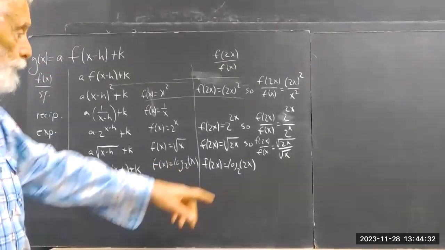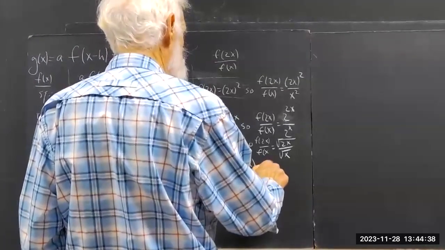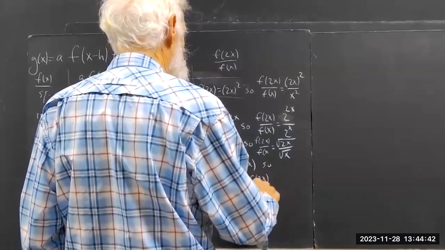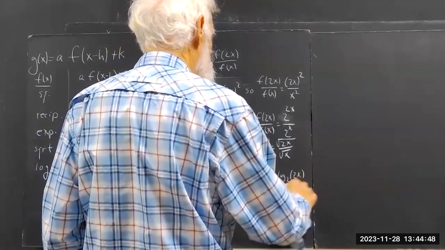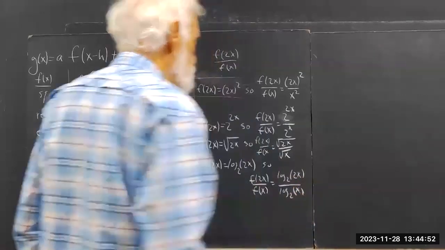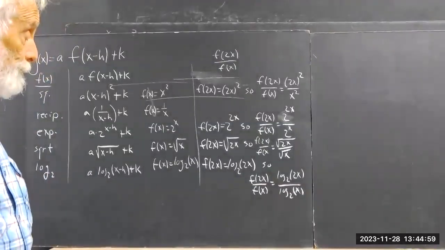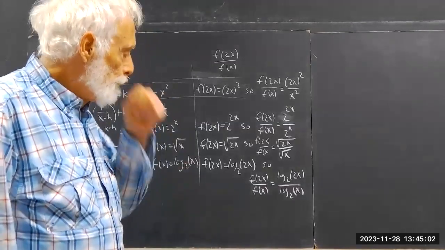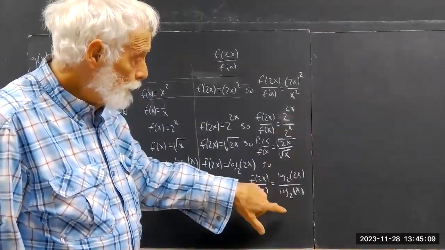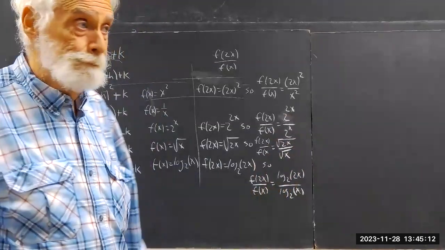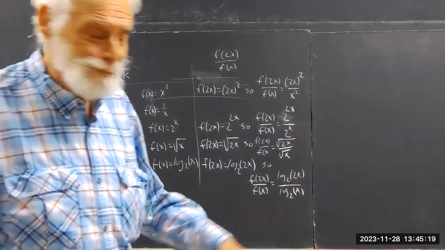If f of x is log base 2 of x, then you have log base 2 of 2x over log base 2 of x. Now there's some simplification you can do. This would be log base 2 of 2 plus log base 2 of x, right? We'd still be stuck with log base 2 of x in the denominator. So you could get 2 over log base 2 of x plus 1 if you wanted to.